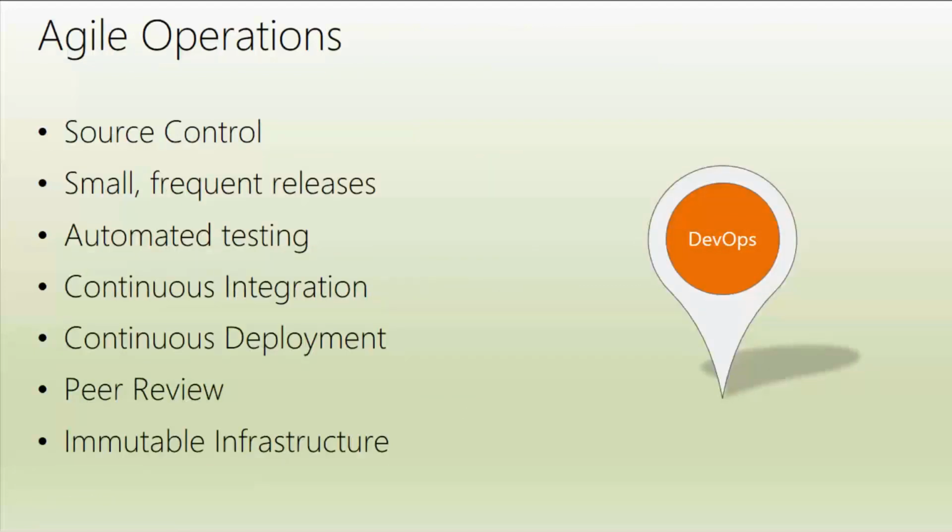So for agile operations, you need to know source control, and small and frequent releases are important. Automated testing is an important area. Continuous integration and deployment is part of agile ops. And then peer review and immutable infrastructure. So these are all a list of agile ops that I put together. Again, once that is part of the Agile Manifesto that you can take a look at and work with.